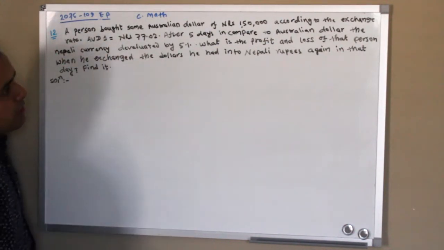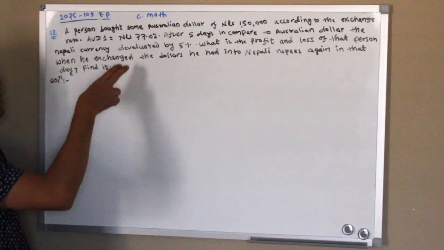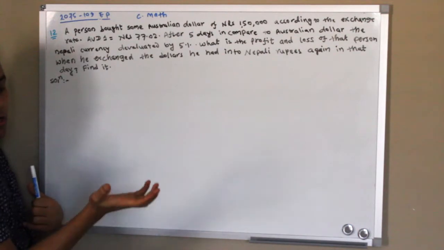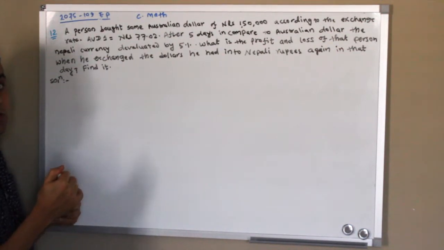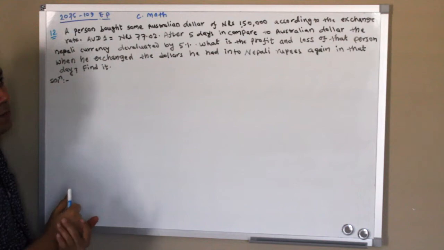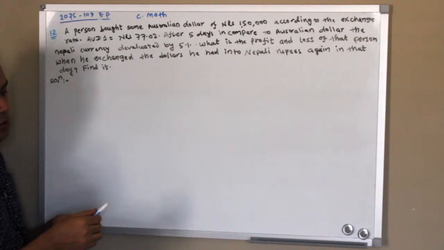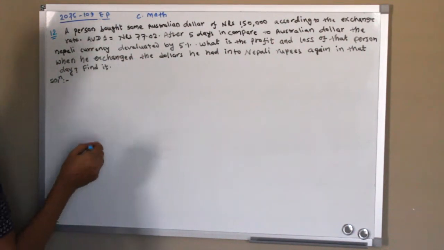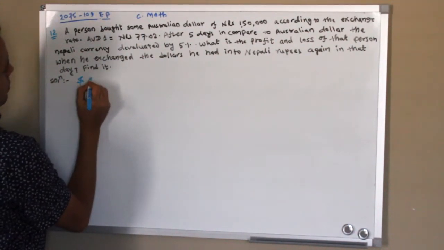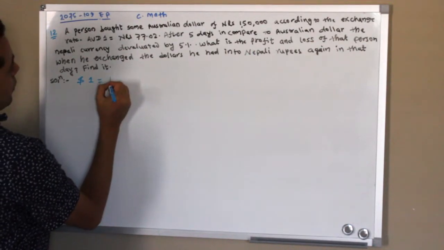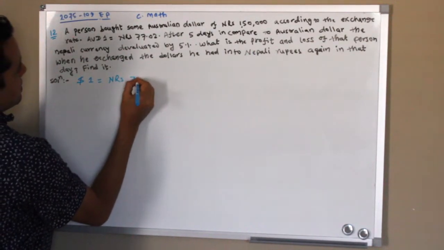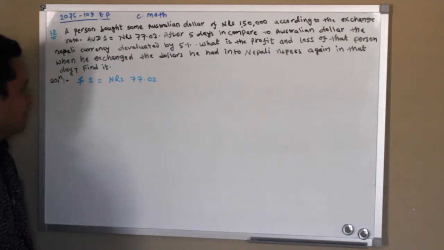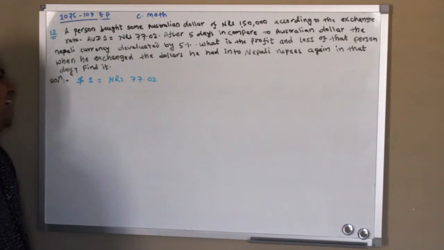Same thing, how much money is he making by exchanging rupees into dollars first, and then selling it, after the price increases, back into Nepali rupees? So what is the profit or loss that the guy had? Okay, so firstly, what was the $1 equal to? You have to pay 77 rupees 2 paisa, right?